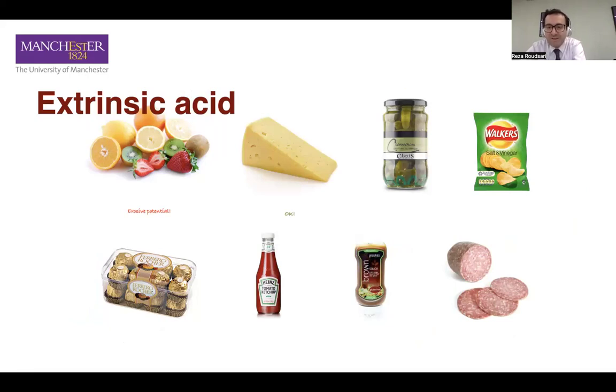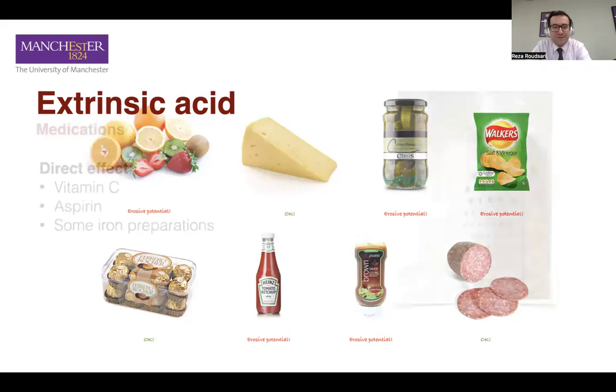But anyway, how about pickles? Yes, vinegar is very acidic. How about salt and vinegar chips? Again, because of the vinegar content, they can be very erosive. Chocolates, how about chocolates? Are chocolates erosive? Chocolates are not erosive, and obviously they cause caries, but mind you, the acid coming from bacteria causes caries, not erosion. How about ketchup? Ketchup is erosive, as well as brown sauce. Most sauces available in the market are indeed erosive. How about salami?